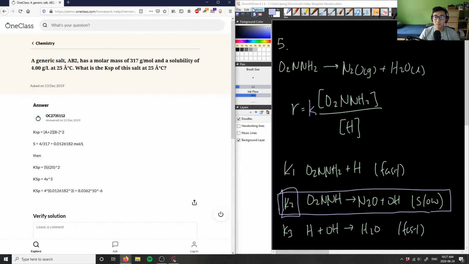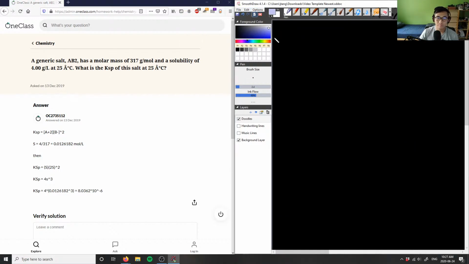All right, let's look at number 6. So this is a generic salt, AB2, has a molar mass of 317 grams per mole and a solubility of 4.00 grams per liter at 25 degrees Celsius. What is the KSP of the salt? So I believe for question 6.